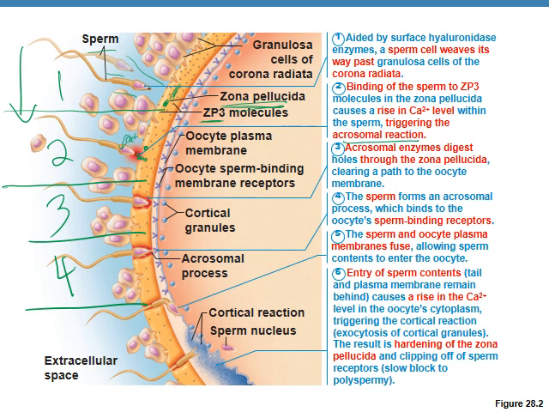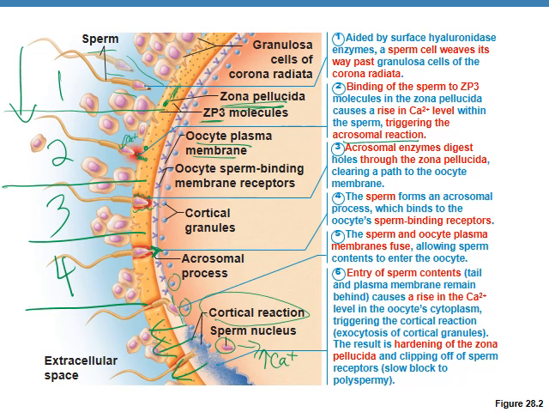The acrosomal enzymes are going to start digesting the zona pellucida, clearing a path to get to the oocyte plasma membrane. So once the sperm binds the oocyte sperm receptor, you're going to see a fusion of the oocyte plasma membrane and the sperm plasma membrane. The sperm nucleus is going to be deposited inside the oocyte, and then we're going to have this cortical reaction. So these cortical granules are going to release their contents. You're going to have a rise in calcium inside the oocyte.